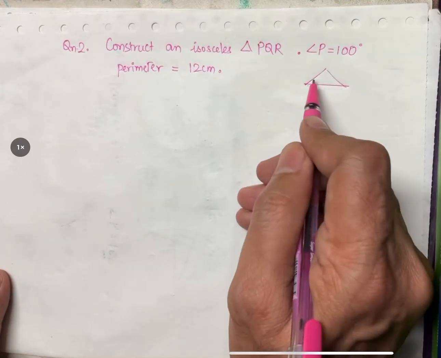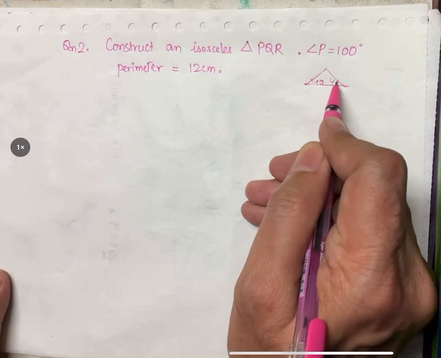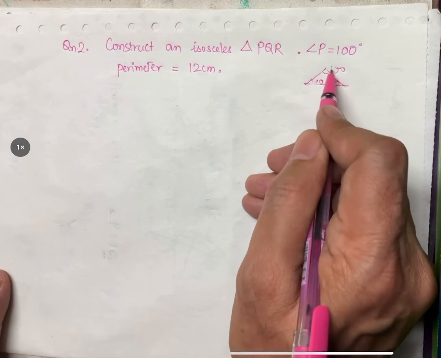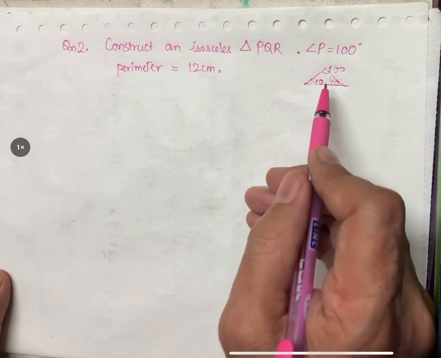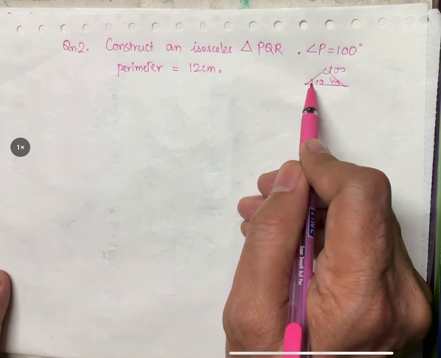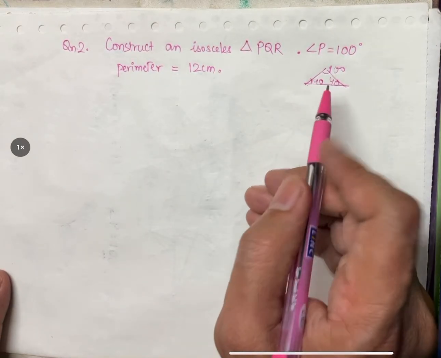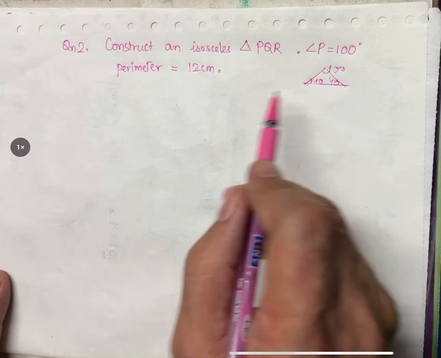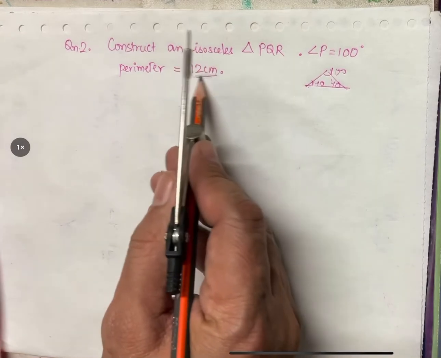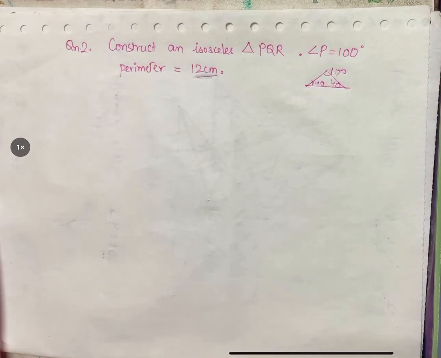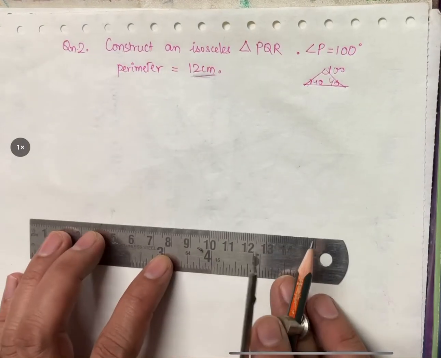So the situation looks like this. Somewhat like this. This is 40, this is also 40, and this thing is 100 as per the given information. This makes more sense. So one angle is 100, we can take the base angles as 40-40 each and the entire perimeter as 12 centimeters. Let's quickly start the construction. Once again, we'll take this entire perimeter as a base, that's 12 centimeter.